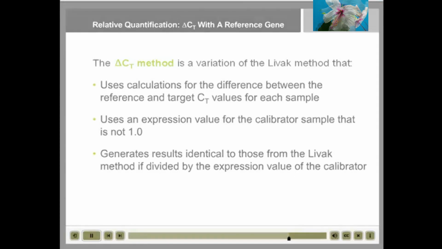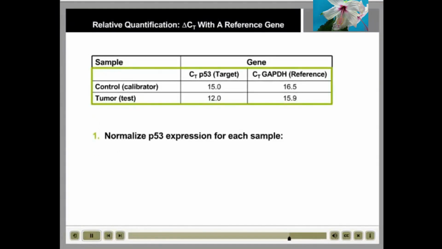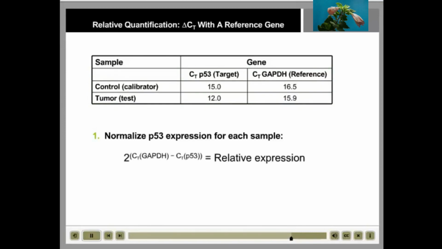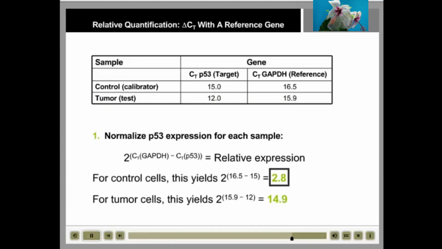Using the same genes, sample types, and CT values we used to demonstrate the Livak method, we first determine the relative expression of the two genes for each sample using this equation. For the control cells, this yields a value of 2.8, and for tumor cells, a value of 14.9. These values represent the expression of p53 relative to GAPDH in both samples.